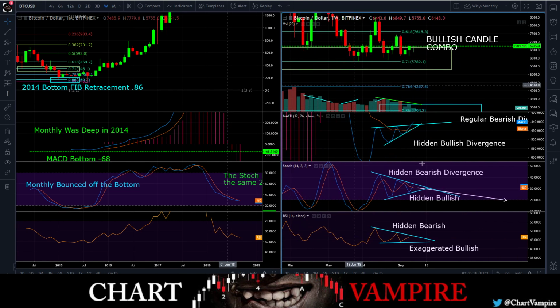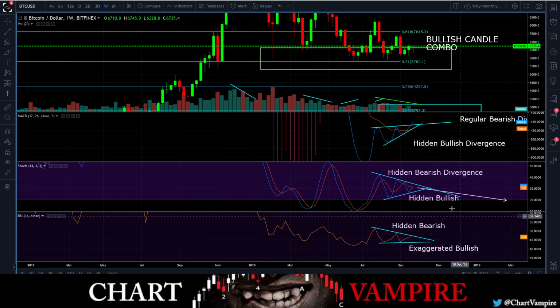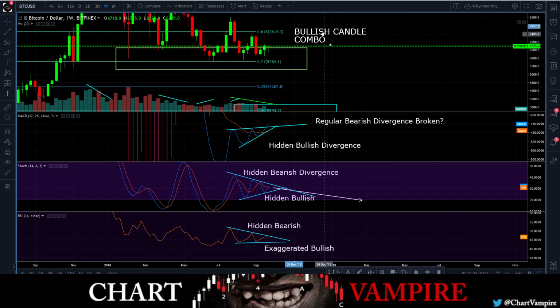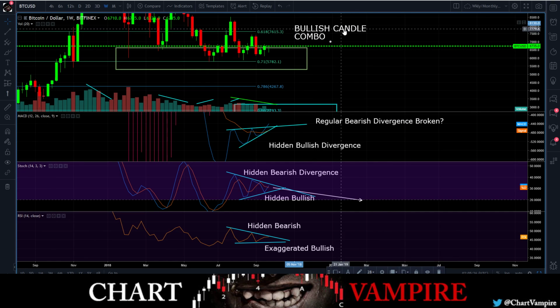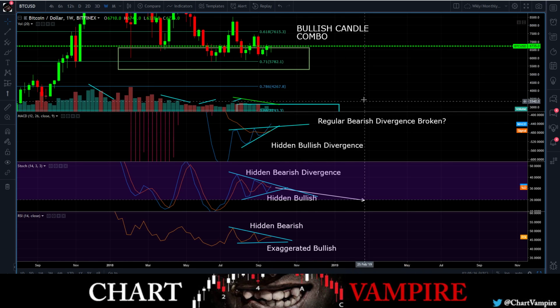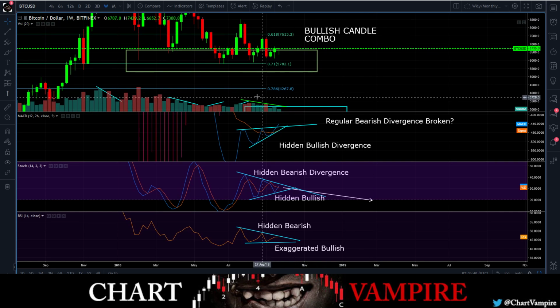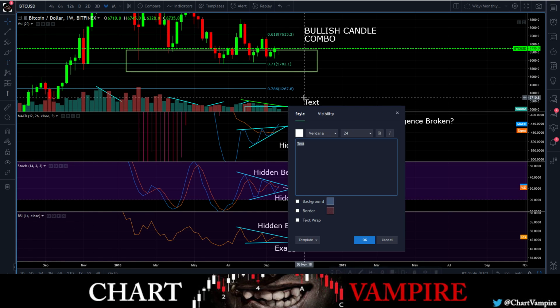Okay, our divergences. I just wanted to go over our divergences really quick. So on these, here's what you got: a bullish jumbo candle combo. Oh, there it is. This is a bullish candle combo right there. Let's take a look here. On our weekly, we're still bearish. Look at this, this is still bearish volume. So the weekly volume is bearish.